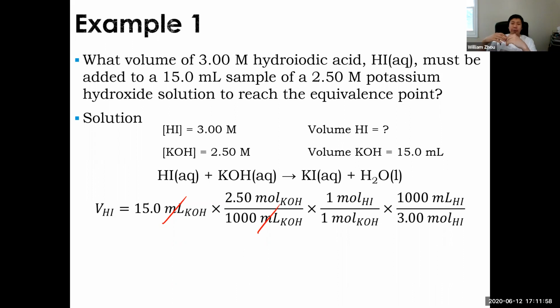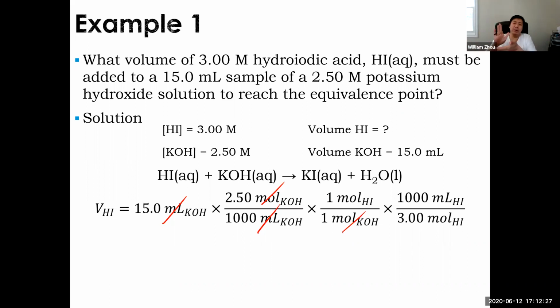You will end up with moles of KOH. And because for every 1 mole of KOH, you will neutralize 1 mole of HI, you multiply by 1 mole over 1 mole. So the KOH will cancel with the KOH. I know this doesn't change the number, but you do have to write this step to convert the units into the proper units. So now I have the moles of the acid.